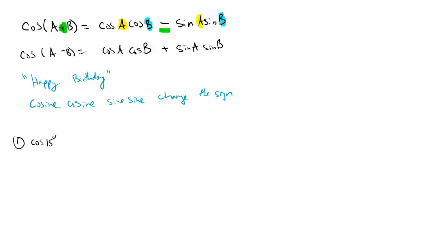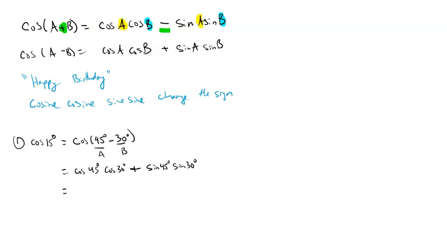So cosine of 15 degrees. 15 degrees is not on our unit circle, so this is when we would use this identity. There are a bunch of different numbers that can combine to give 15 degrees, but the two numbers that I thought of right away are 45 minus 30. So 45 becomes my A value, 30 becomes my B value. So this becomes the cosine of 45 times the cosine of 30, opposite sign, so plus, and then sine of 45, and then sine of 30. All of these numbers are on our unit circle.